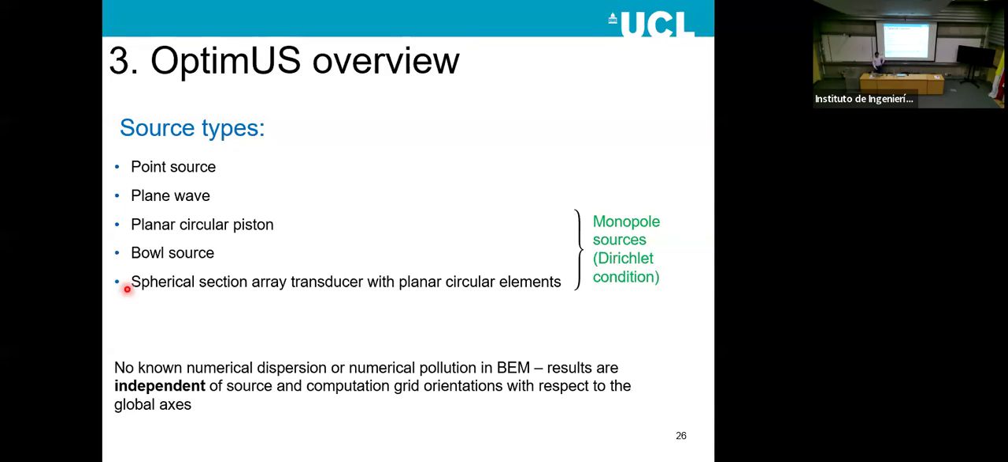So we have different source types that we can model. We can model a point source, a plane wave, a planar circular piston, and a bowl source like I showed you earlier, but we can also model spherical section array transducers with planar circular elements. So why do you have these? Imagine you have a bowl and you have different circular pistons attached to it. The idea is that if you vary the magnitude and phase of the voltages across these elements, you can achieve beam forming. And you can basically focus beyond obstacles and do some clever things with treatment planning.